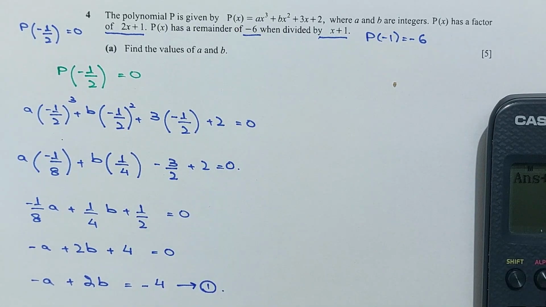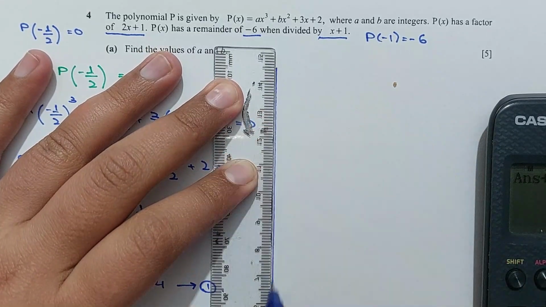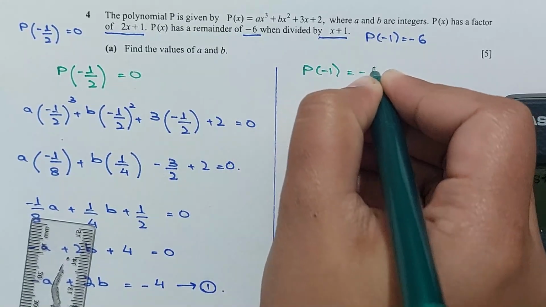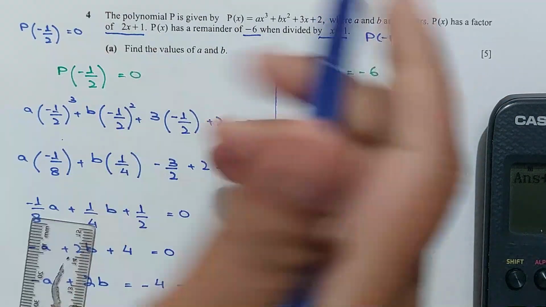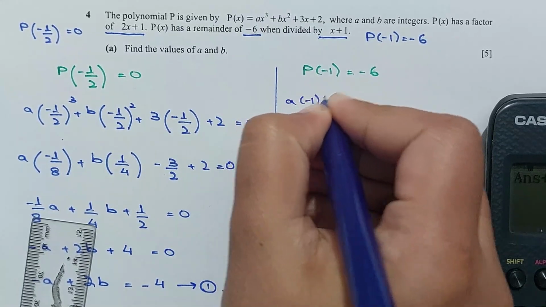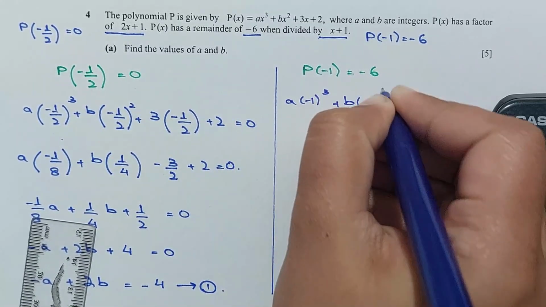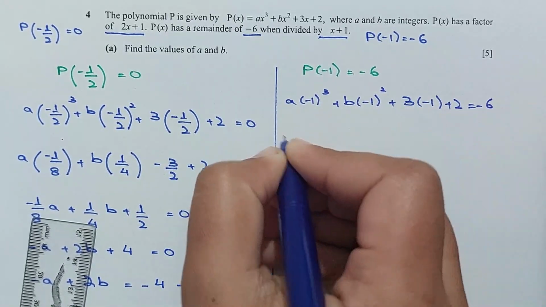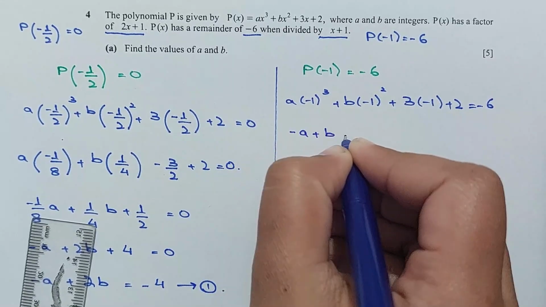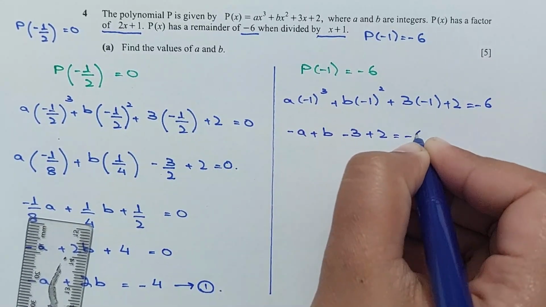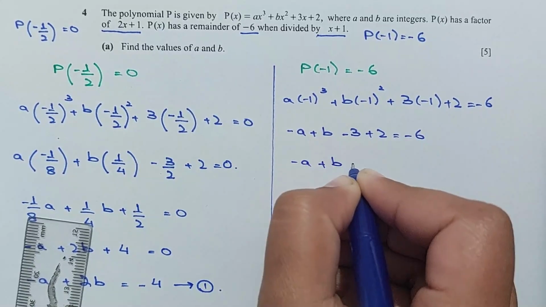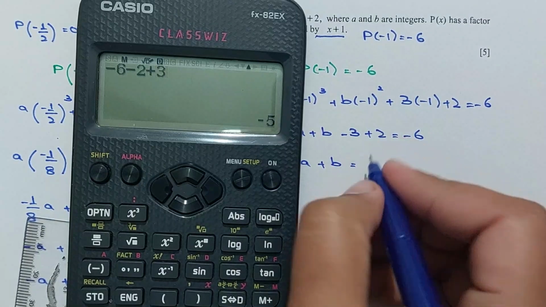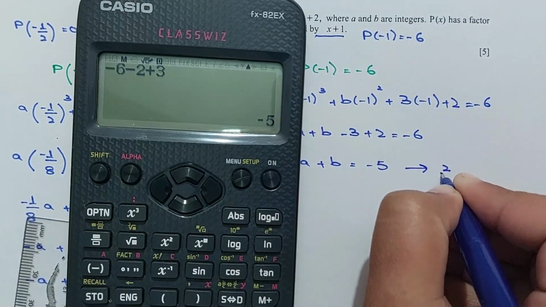Now let's make the second equation. For the second equation, p of -1 should be equal to -6. So a times (-1) cube plus b times (-1) square plus 3 times (-1) plus 2 equals -6. So that's -a, plus b, -3, plus 2, and -6. So -a plus b should be equal to -6, -2, and +3, so -5. That is my second equation.